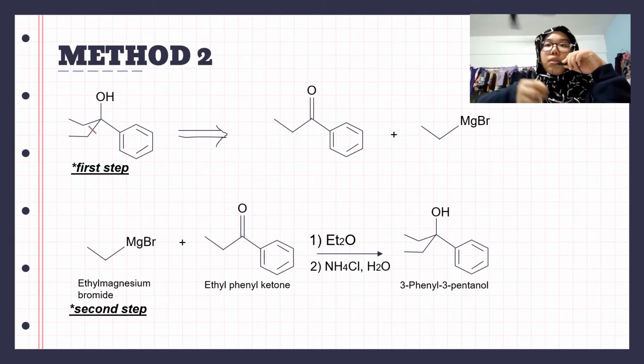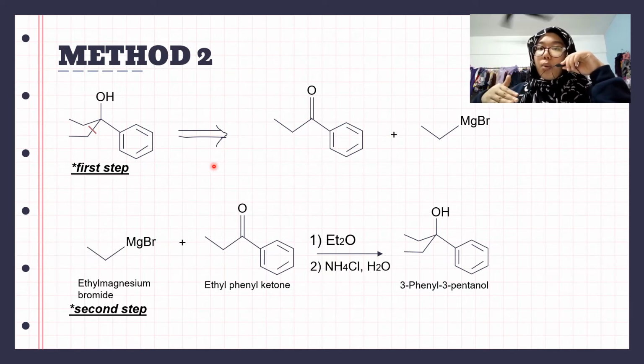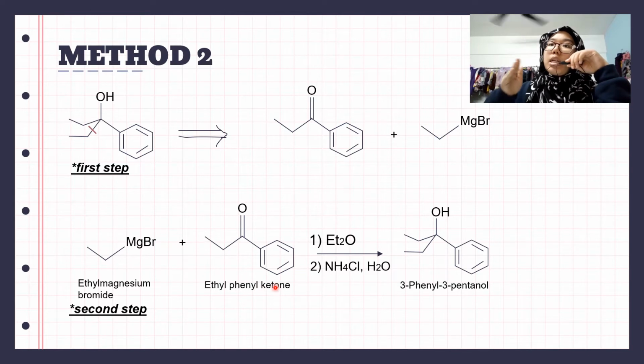Now let's proceed to the next method. The same as before, but the dotted line is in a different place. For our first method just now, the dotted line is directly cut from the cyclohexane. This time, the dotted line is cut on the first ethyl. Like before, the reverse technique is used, so it will become like this, which is the second step. When ethyl magnesium bromide reacts with ethyl phenyl ketone, it will produce 3-phenyl-3-pentanol.